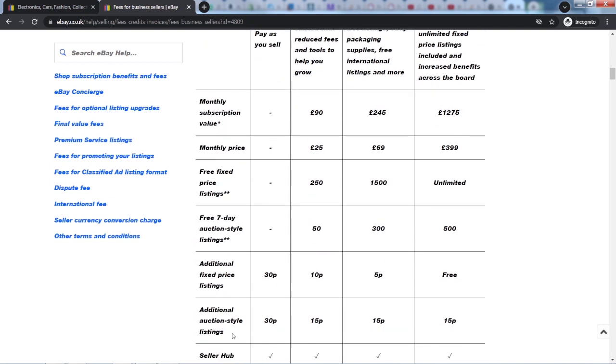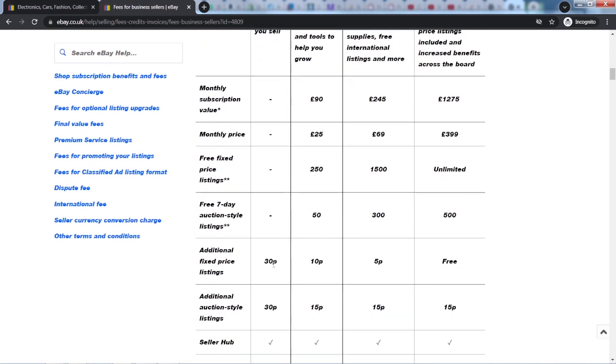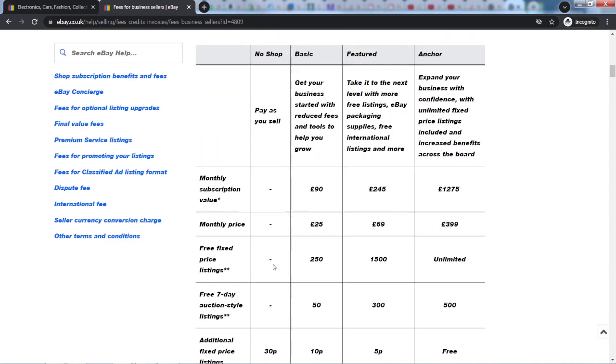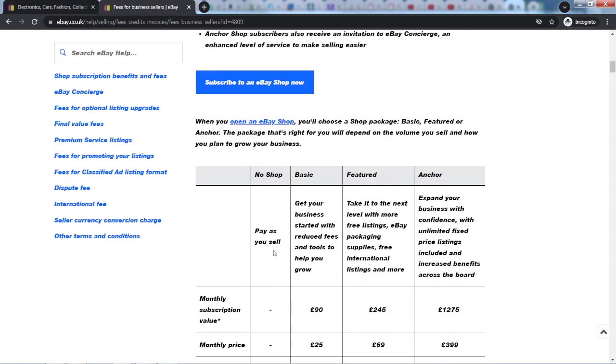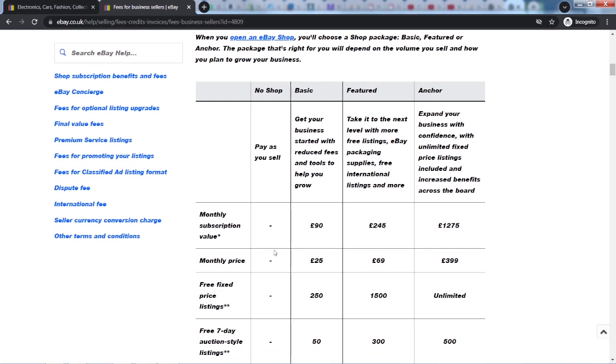You will pay, again, 30p. This is the actual shop itself, but because this is the basic shop, and also the basic shop, and anchor shop. These are the 3 things.